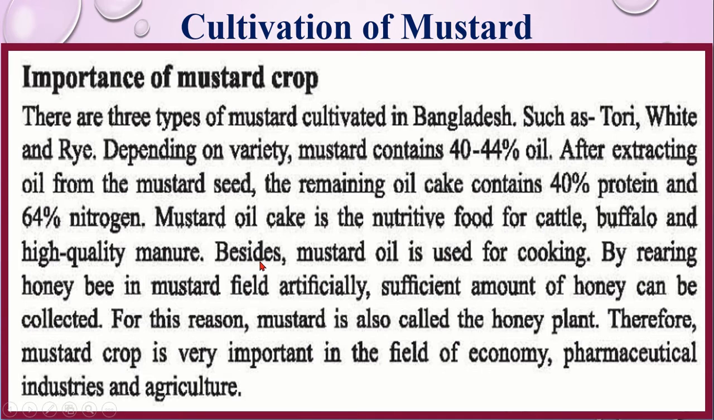And another name of mustard crop is honey plant, because we get honey from honeybees, and we can even get wax as well from the mustard production. So this is the importance of mustard crop. So this is the end of the cultivation technique of mustard.